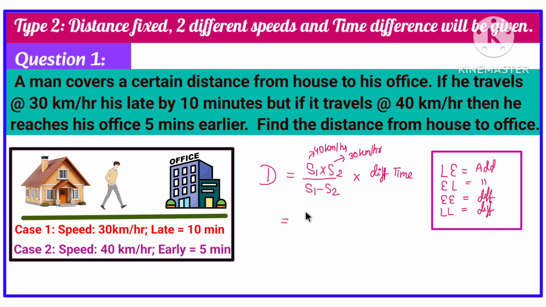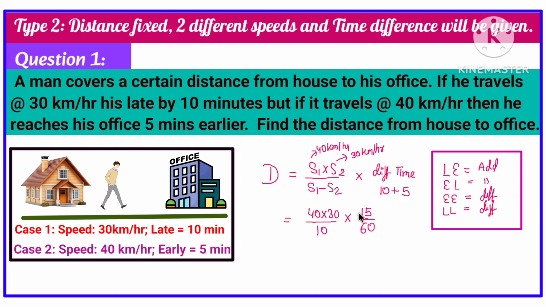So let us find our answer. 40 into 30, that is the product of speeds, divided by 40 minus 30, that is 10, the difference of speeds, multiplied by the time difference. Here one is given as 10 minutes late, another as 5 minutes early, that means a late-early case, so we are going to add. So 10 plus 5, that is 15. But here we have 10 minutes and 5 minutes, so we are getting minutes, but we need hours because speed is given in kilometer per hour.